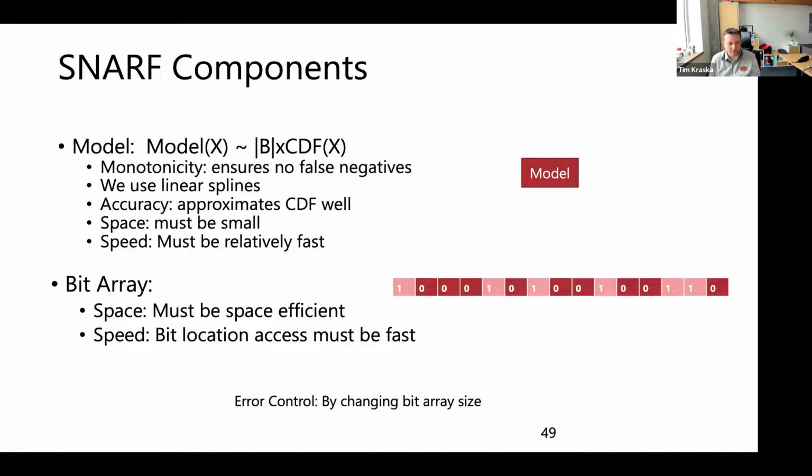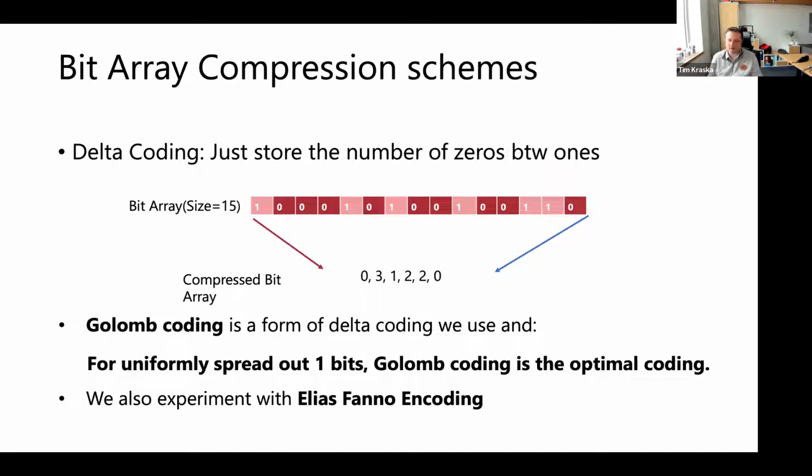So there are two things you need to make sure of. One is that the model is monotonic. And the other thing is that you need to figure out a way that all the bits you have there are actually compressed, because you don't want to have this giant bit array out there. For this, you can use delta encoding, for example, which just stores how many zeros you have between the different points.